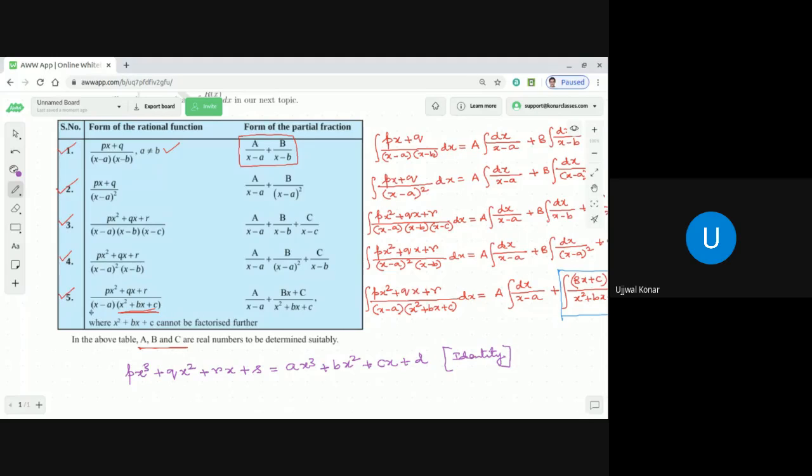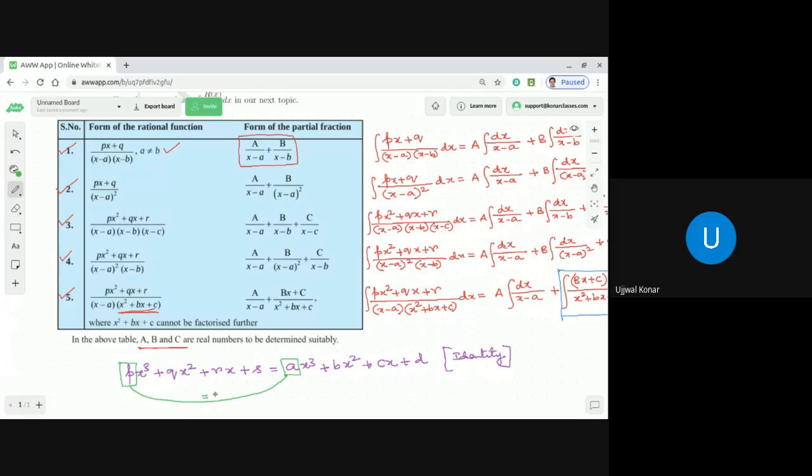Then what can we conclude? We can conclude that this p, the coefficient of x cubed on the left hand side, must be equal to the coefficient of x cubed on the right hand side, which is a. They have to be equal to each other.